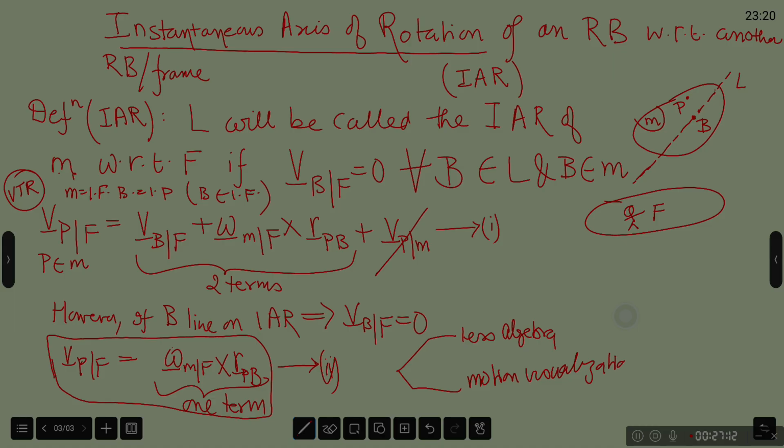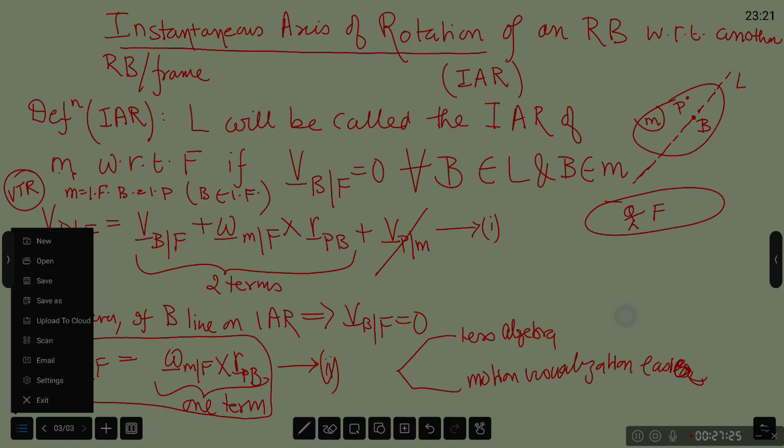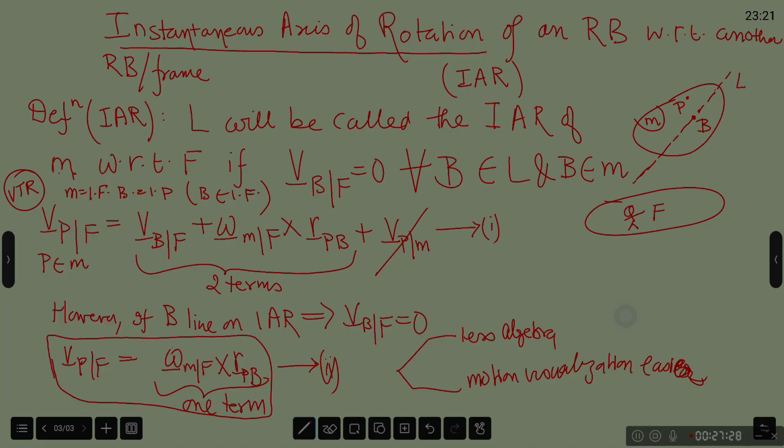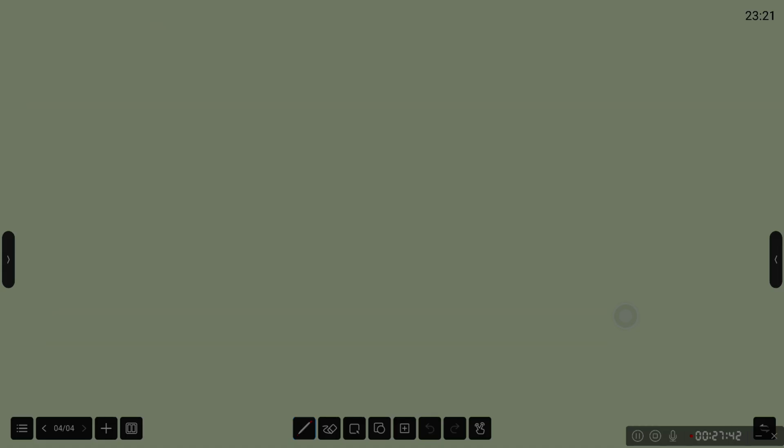Thus we want to find the instantaneous axis of rotation. The next question is, does an instantaneous axis of rotation always exist for a body? Existence of IAR.